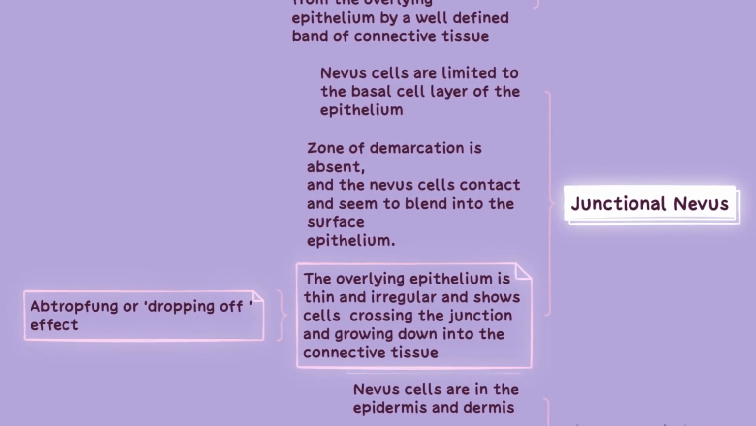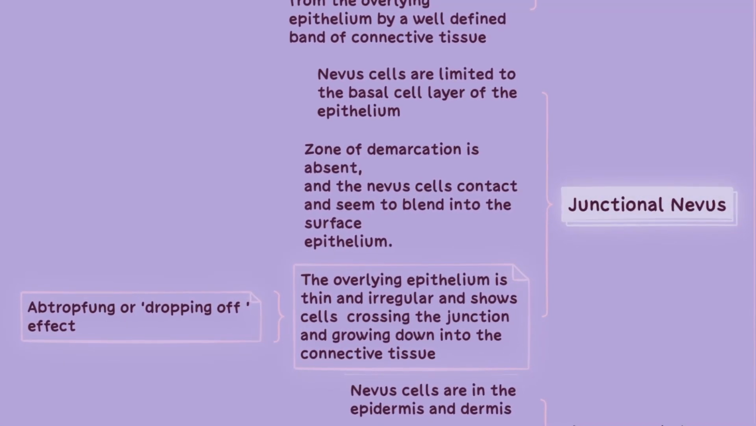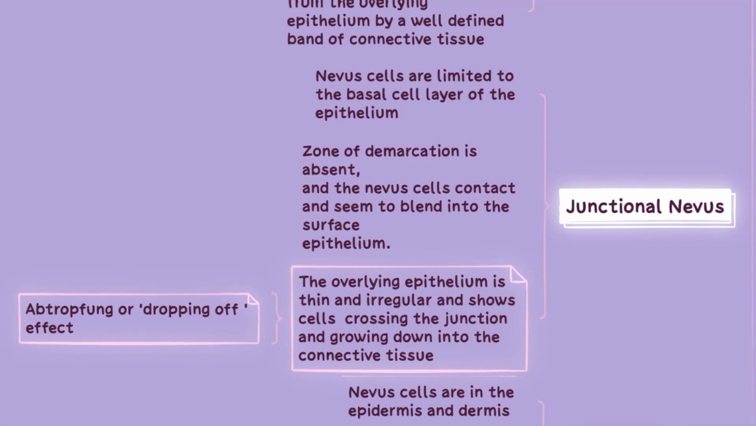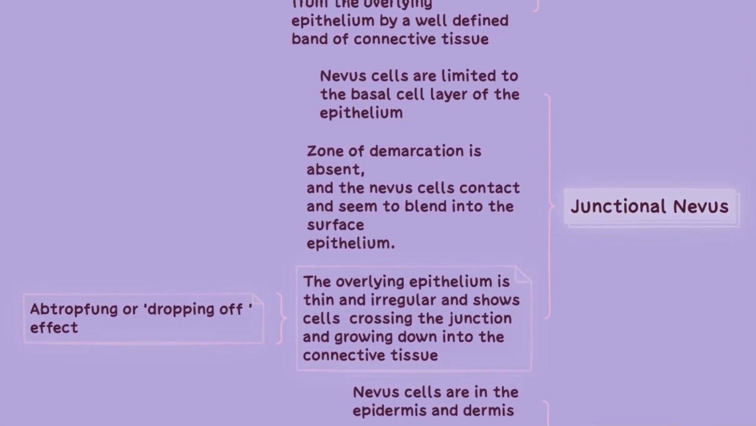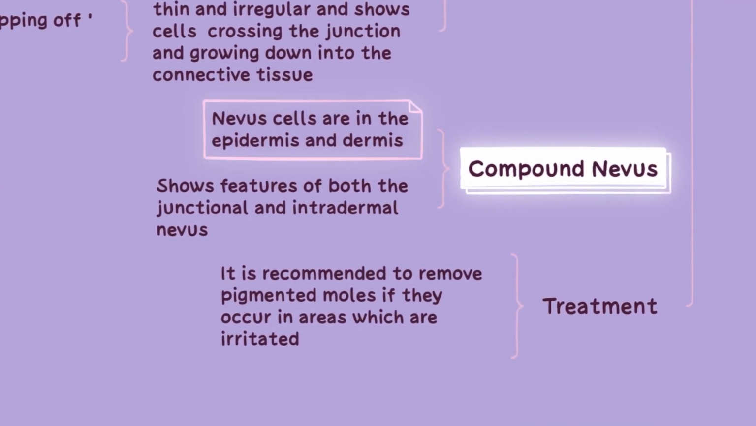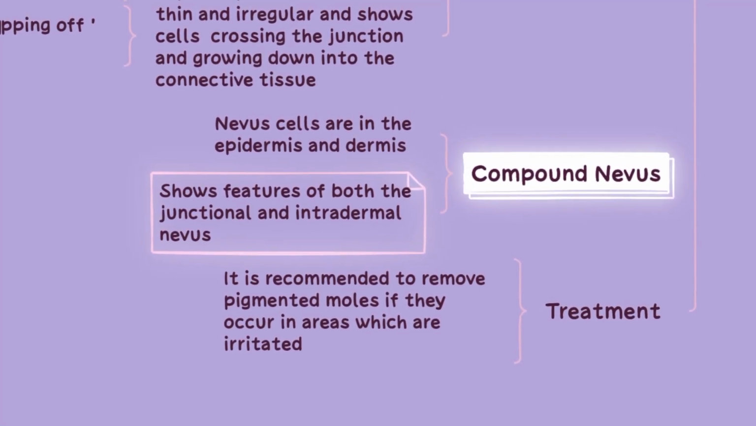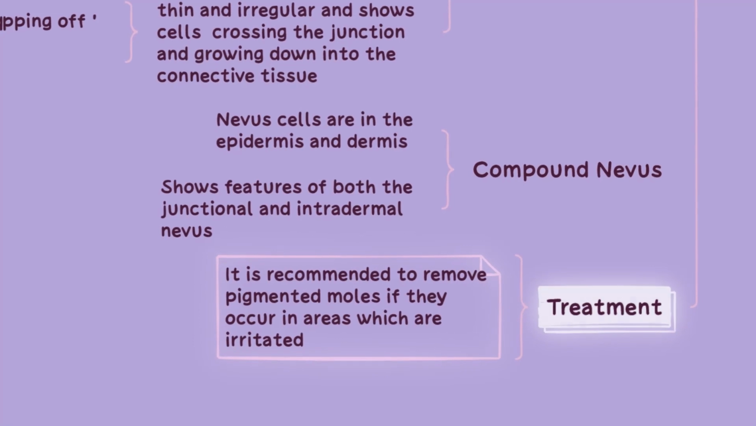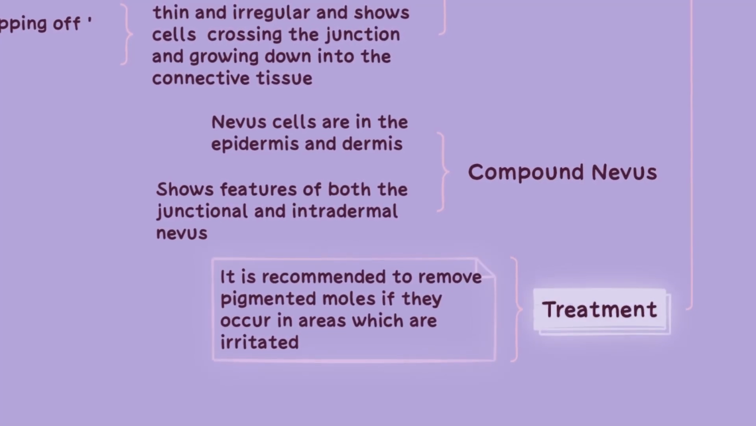This nevus type may show the apoptosis or dropping off effect, as the thin overlying epithelium shows cell crossing into the junction and growing down into the connective tissue. Lastly, the compound nevus contains nevus cells in both the epidermis and dermis, exhibiting features of both the junctional and intradermal nevi. Treatment of oral nevi is generally recommended if they occur in areas that are irritated or causing discomfort.